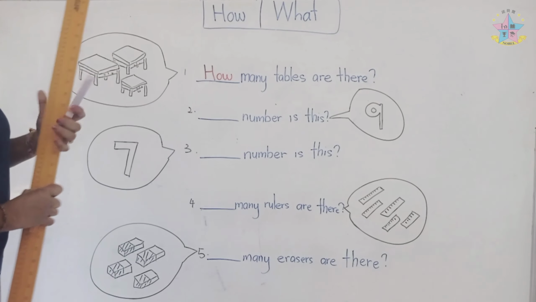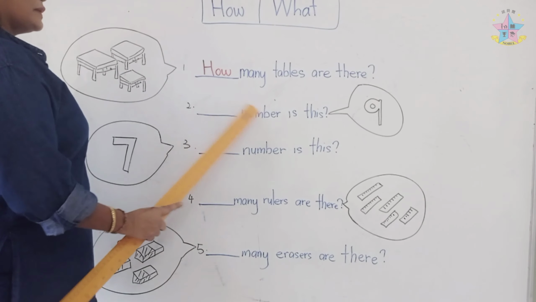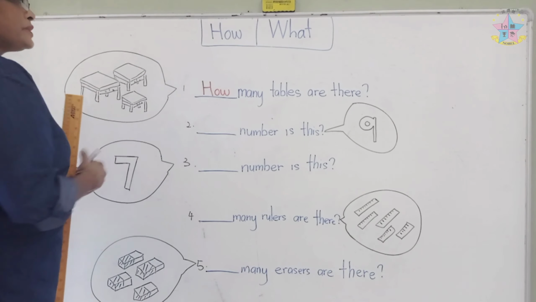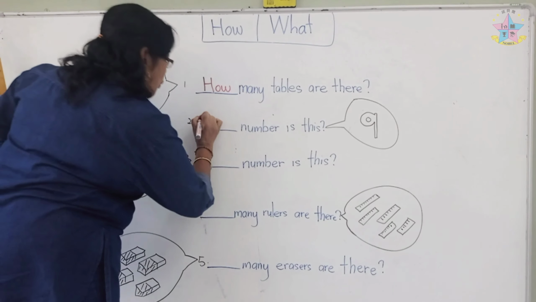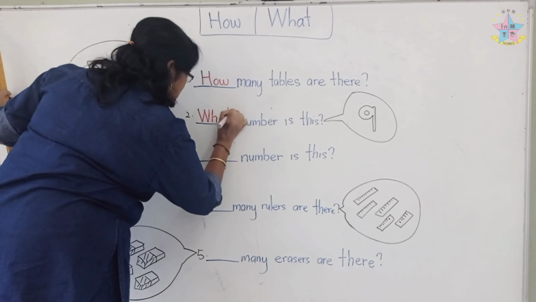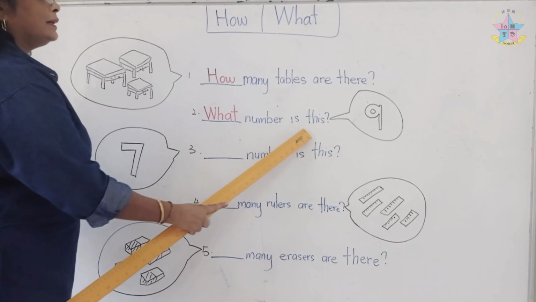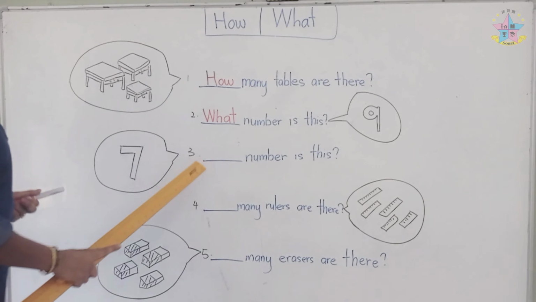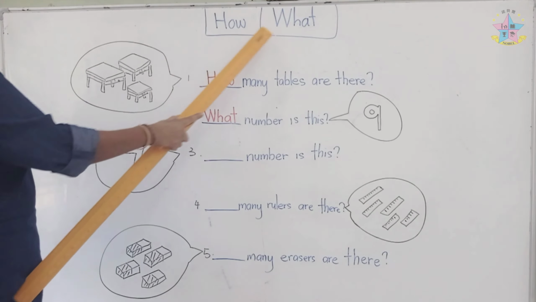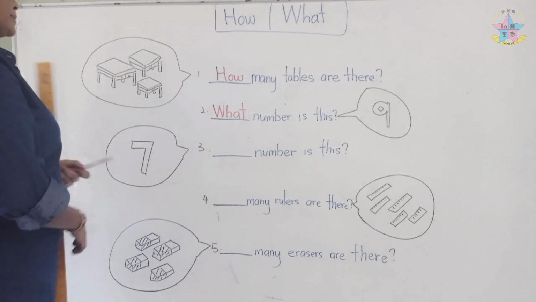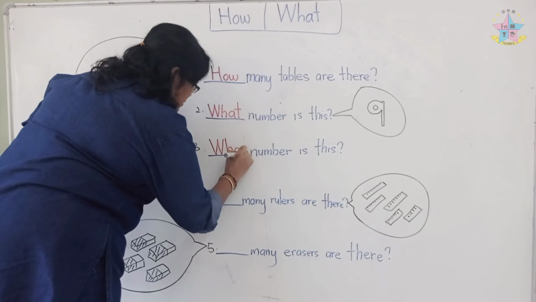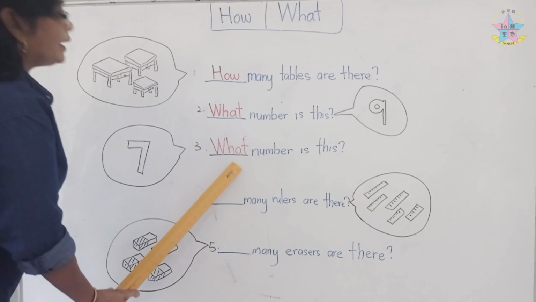Okay, go for question number two. What number is this? Can you put how or what? What is your answer? This is an object. Yes, we must write what. Okay, number three. What number is this? Can you put how? Can you put what? What is your answer? Yes, object. We must say what.